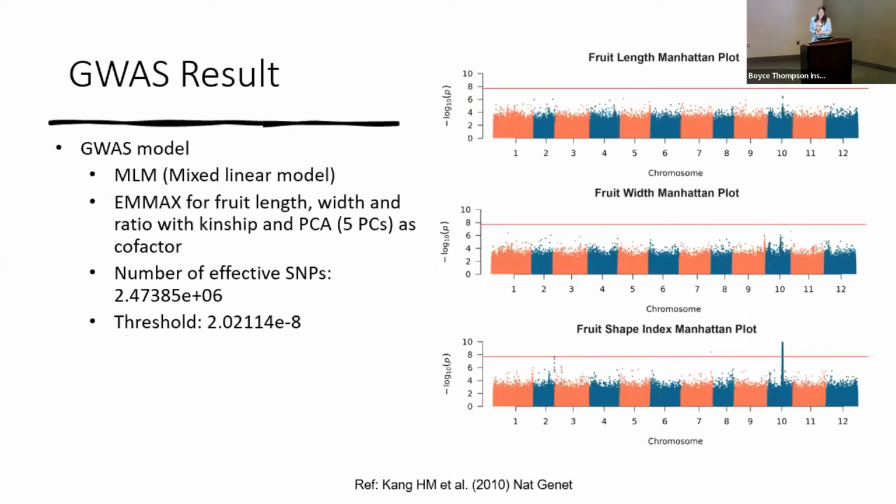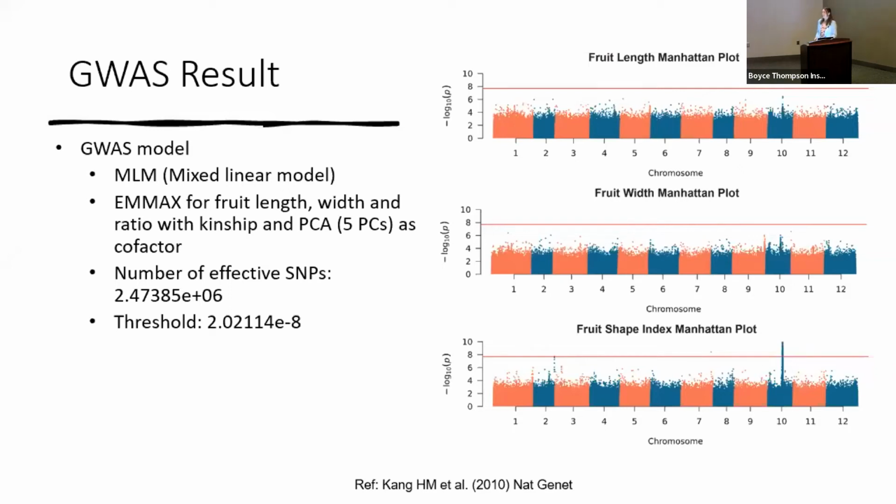So this is a mixed linear model. I used the MX software, and I did it on the fruit length, width, and the ratio. Also with the kinship matrix and the principal component analysis that I talked about earlier, factoring in the genetic relatedness. I also had to calculate the number of effective SNPs to give me a threshold to figure out what should be counted as a significant SNP. How am I going to know if it's actually impacting the phenotype? So I got this red line from that on all of these plots.